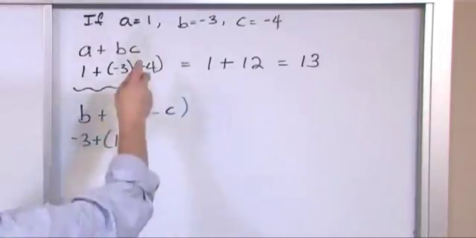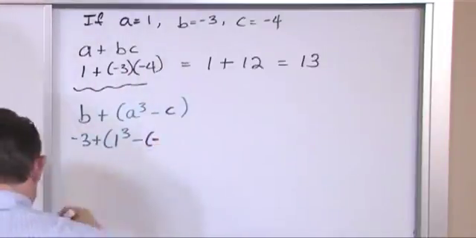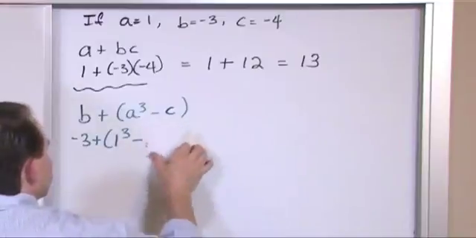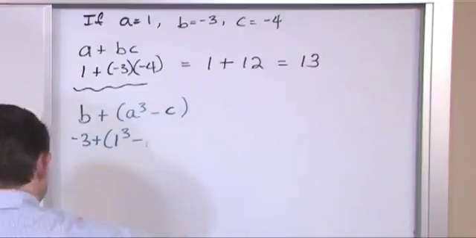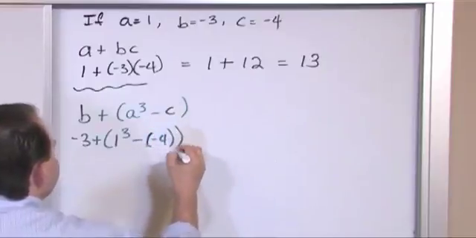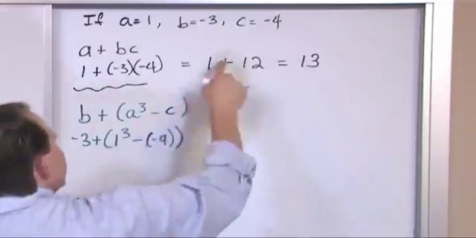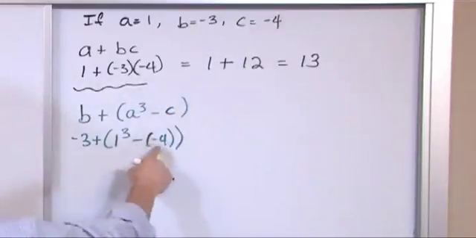Okay, so we have 1 cubed for A, and then C is negative 4. So I'm going to go ahead and put this in parentheses, let me use the same color. That's just to keep it clear because I'm subtracting the value of C, and the value of C is negative. So instead of putting these two negatives right next to each other, I just like to put it in parentheses.